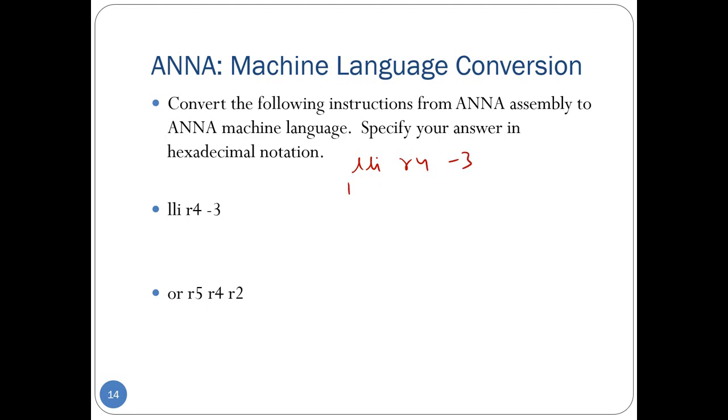So LLI, this opcode would be bits number 15 to 12. Right, bits number 11 to 9 would be your R4, and then bit number 8, recall, is unused, so we'll assume that is 0.